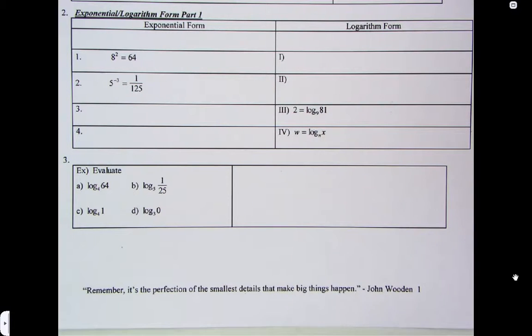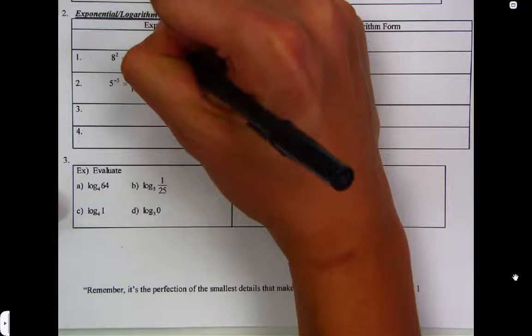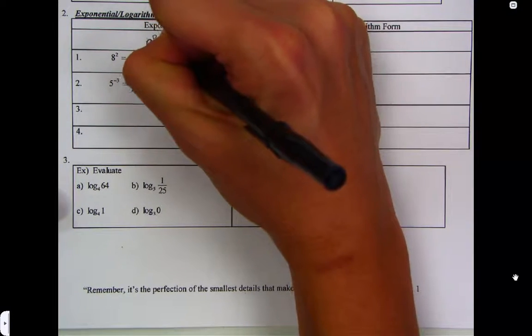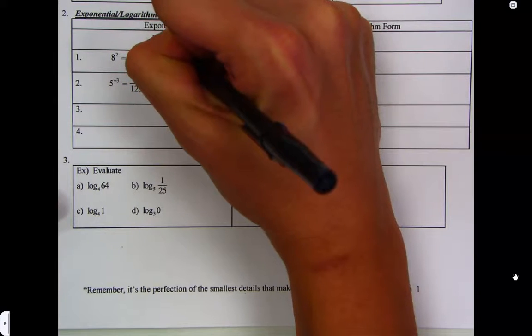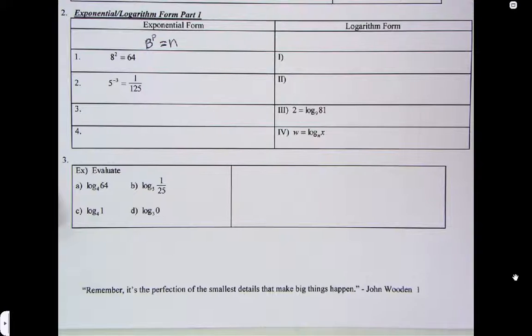Classwork 5.2 Exponential and Logarithm Form. Today we're going to learn how to rewrite exponential forms into logarithm form and vice versa. So if you have a base of b to the p power equal to a number n. So p is in the exponent, so make sure you write it smaller.